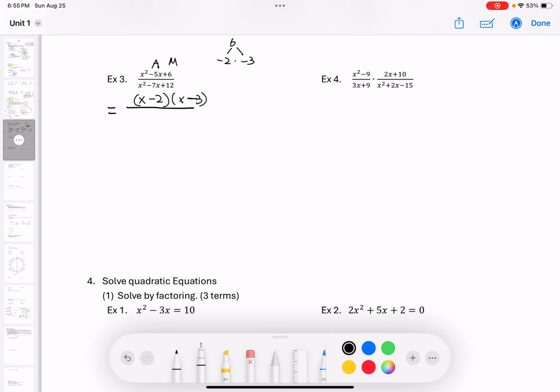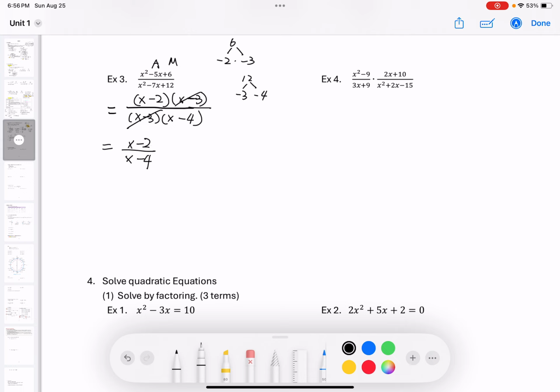And what is the bottom? Bottom is, we still can use the AM method. M is 12. Let's find the factors of 12. Negative 3, negative 4. Addition makes negative 7. So x minus 3 times x minus 4. Let's do the cancellation, top and bottom. X minus 2 over x minus 4.